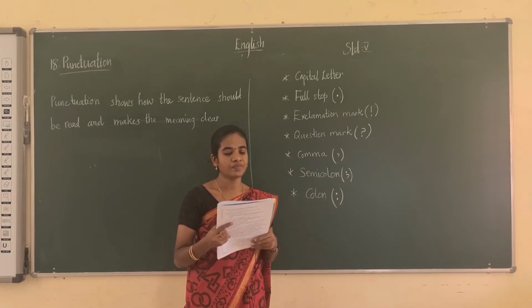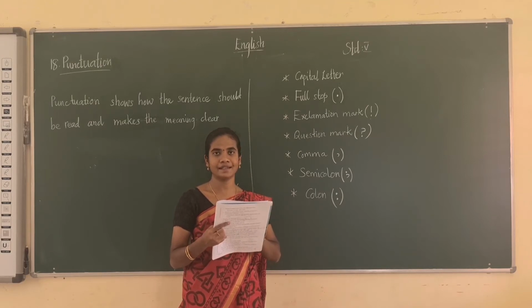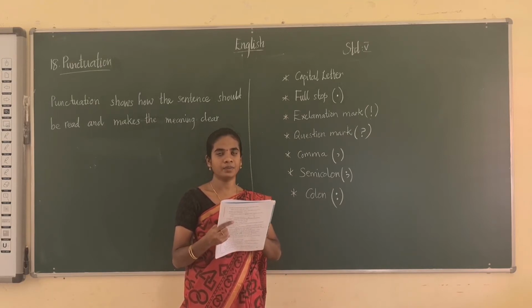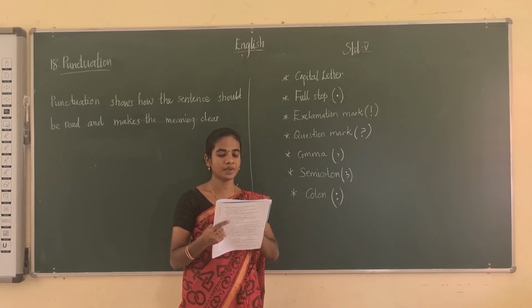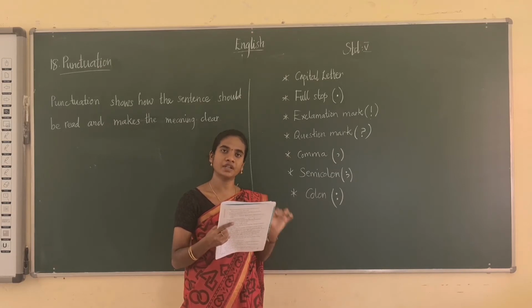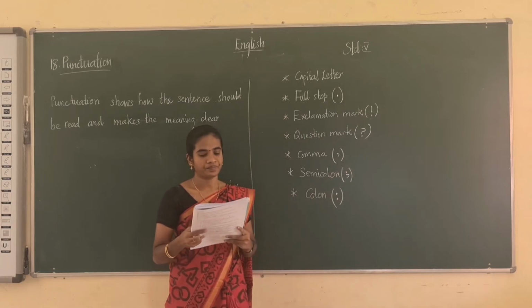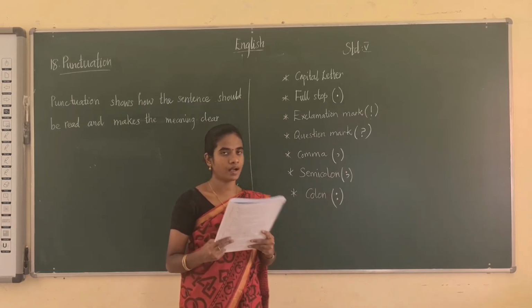See, for example, how beautifully she dances. So it is an exclamatory sentence. Okay, so at the end you have to put the exclamation mark. Okay, see the next one, oh no, I forgot to pay the electricity bill. Oh no, so it's an interjection. So after the interjection you have to put the exclamation mark. Okay, see the next one, comma.